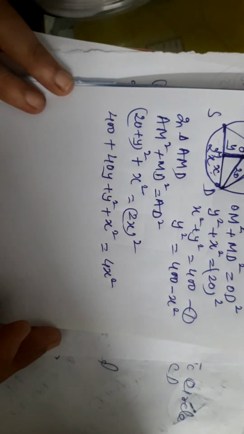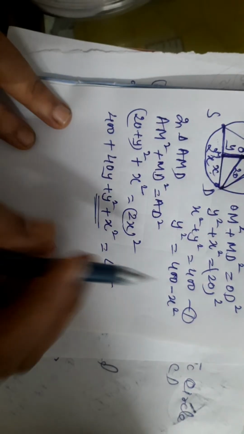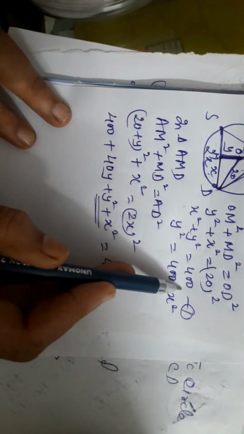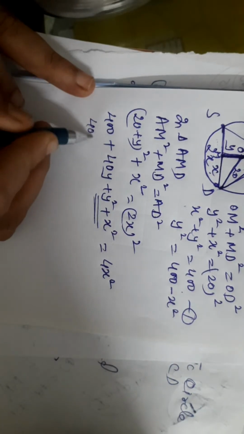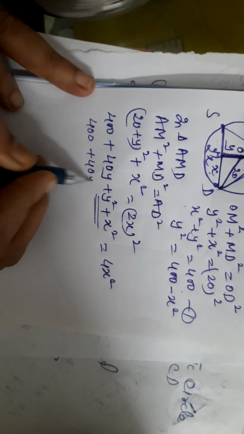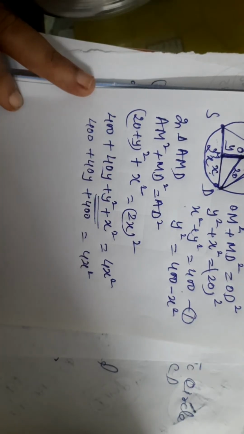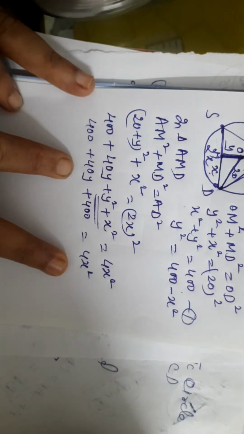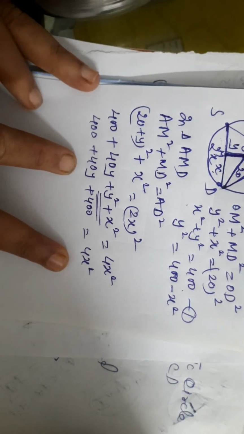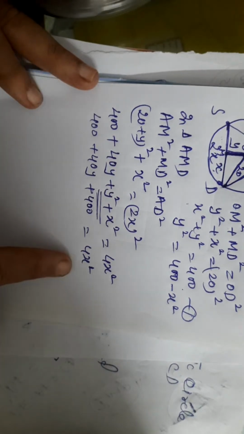This we expanded finally. Already x square plus y square value is with you. So it's 400. We can apply that. So let's replace this with 400. 400 plus 40y plus 400 is equal to 4x square. Moreover here we are getting y and x. To solve the equation with the two unknown values is difficult. So we need to make it in a single term.